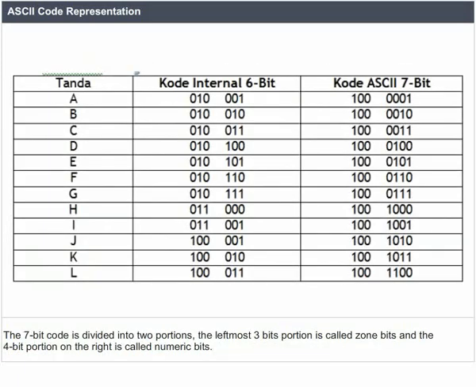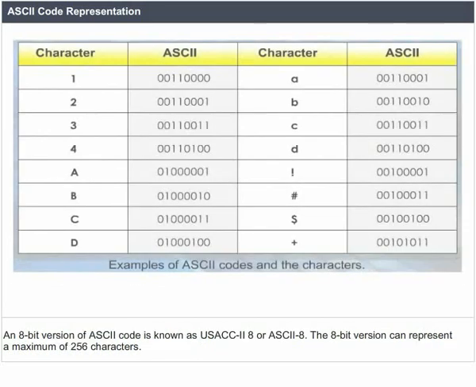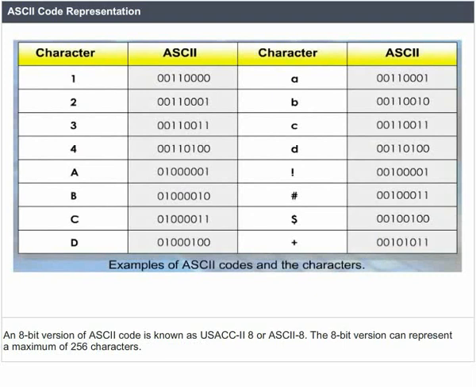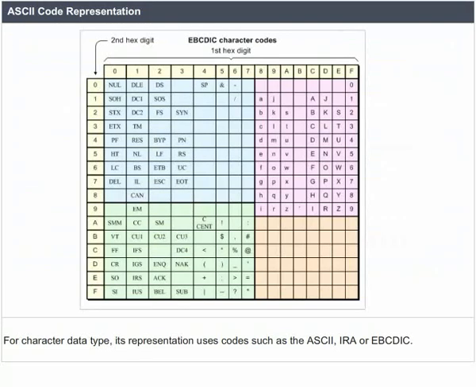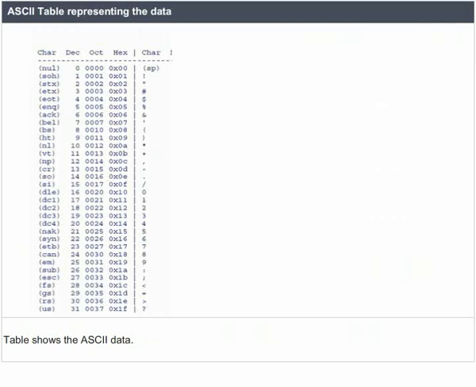The 7-bit code is divided into 2 portions. The leftmost 3 bits portion is called zone bits, and the 4-bit portion on the right is called numeric bits. An 8-bit version of ASCII code is known as USASCII 8 or ASCII 8. The 8-bit version can represent a maximum of 256 characters. For character data type, its representation uses codes such as the ASCII, IRA, or EBCDIC. ASCII table representing the data. Table shows the ASCII data.